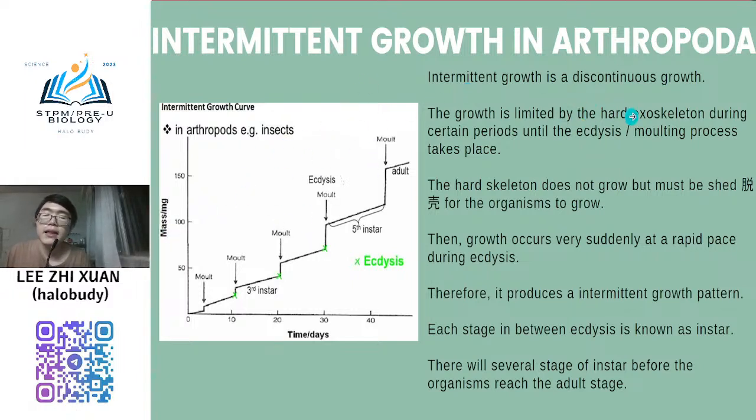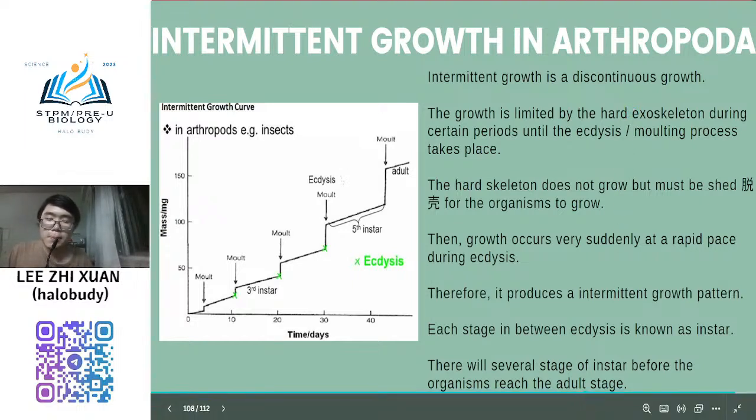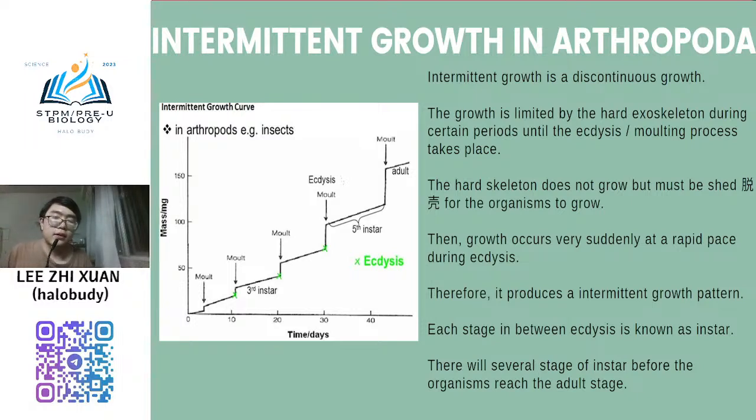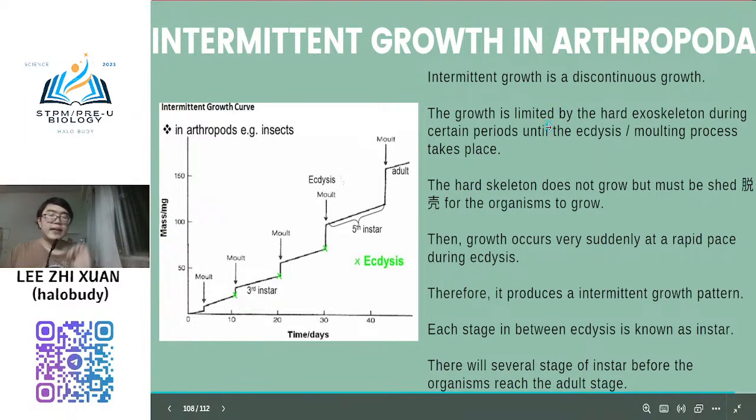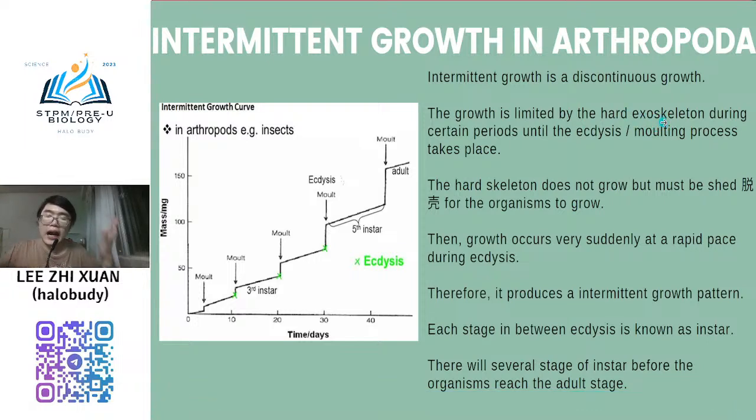Because it is limited by the hard exoskeleton. You will still remember that we have three types of skeleton, right? Endoskeleton, exoskeleton, and hydroskeleton. In humans we have an endoskeleton, and insects, crab, prawn, scorpion, all of them have an exoskeleton. They have a hard shell that covers their body.